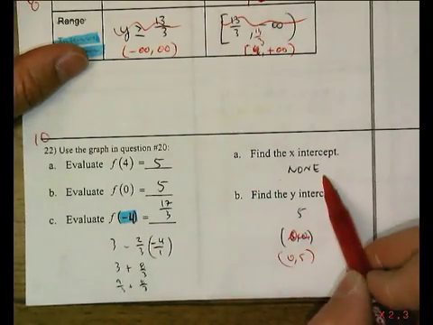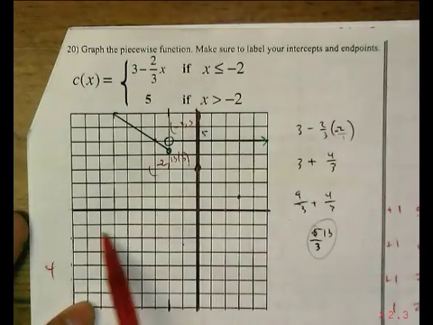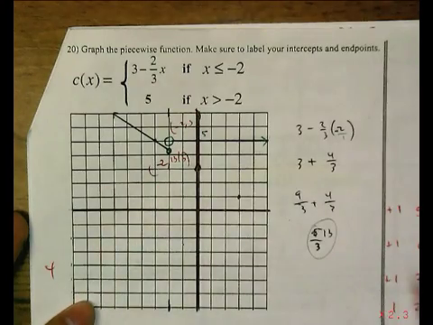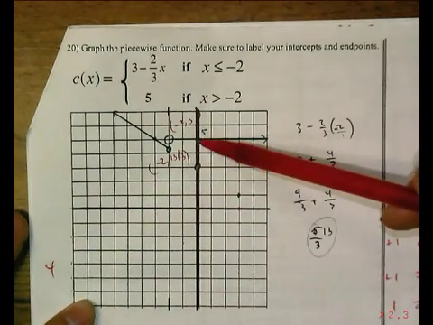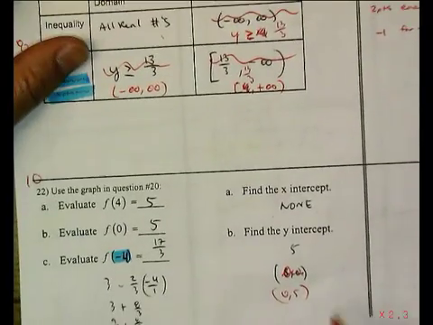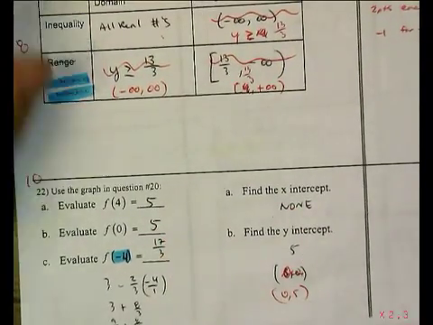There are no x-intercepts. Notice how none of the graph crosses the x-axis, and your y-intercept there is at 5. (0, 5). So each of these were 2 points each.